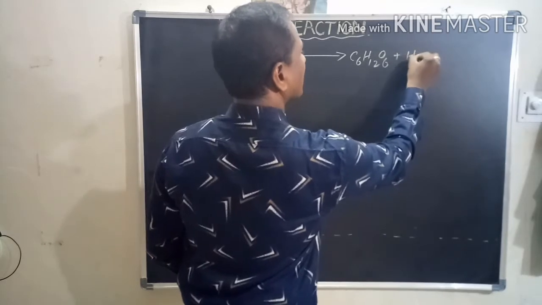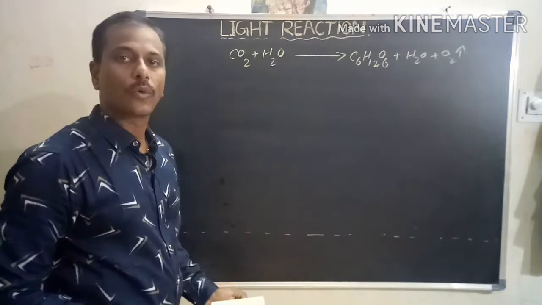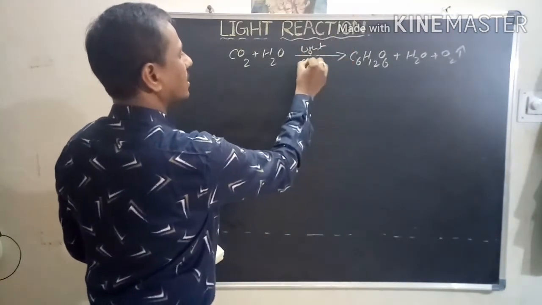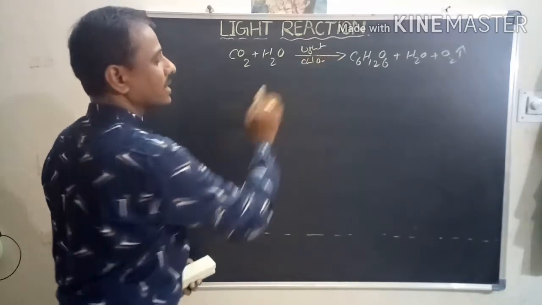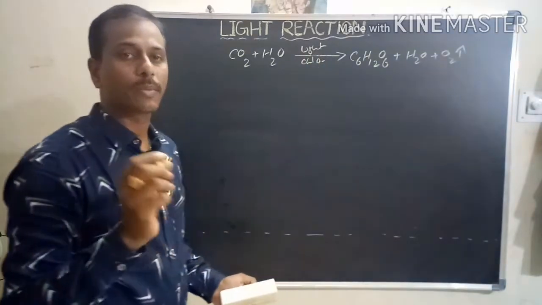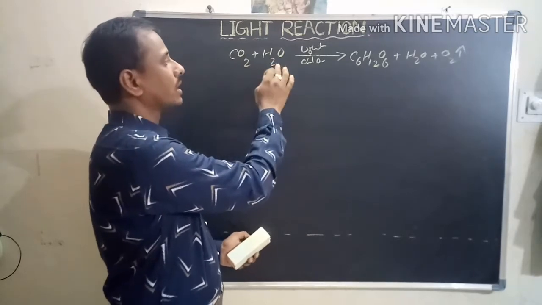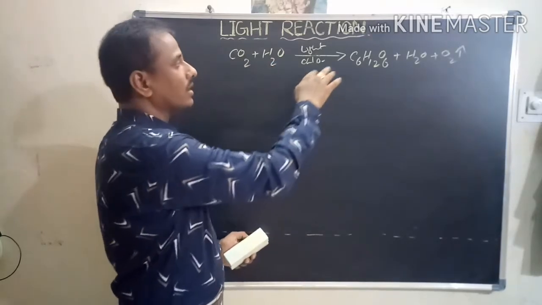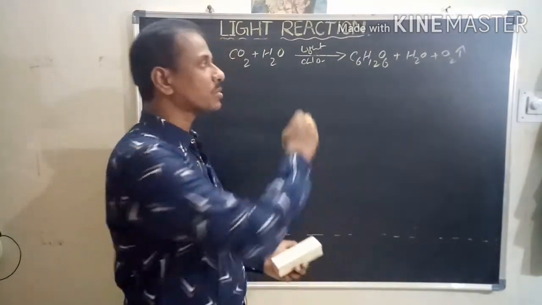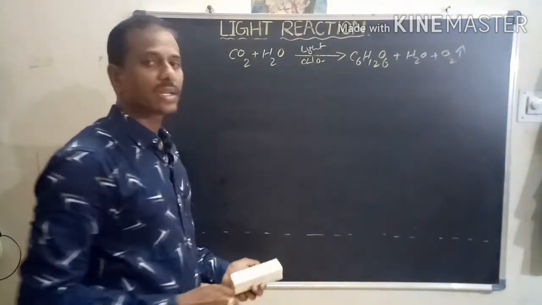C6H12O6 plus H2O plus oxygen gas. This is the reaction of photosynthesis, which takes place in the presence of light, and chlorophyll must be present. In the presence of light, the chlorophyll-bearing plants absorb carbon dioxide from the environment and water from the soil, and they give the product, that is a carbohydrate. In this process oxygen is released. So this is the photosynthetic reaction.